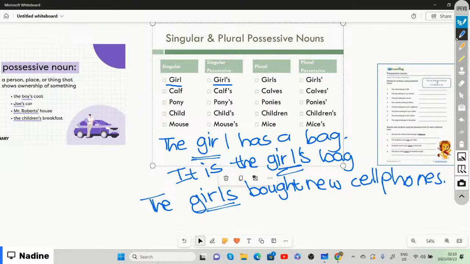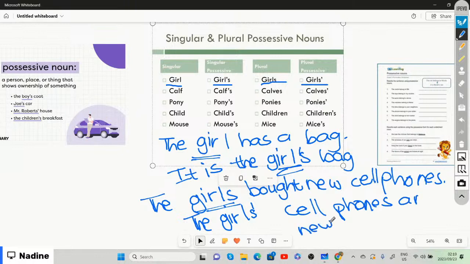And if we were to write that in the plural possessive, then we would have said the girls' cell phones are new, right? So that is basically four examples of whether it's singular or plural or if it is showing possession.